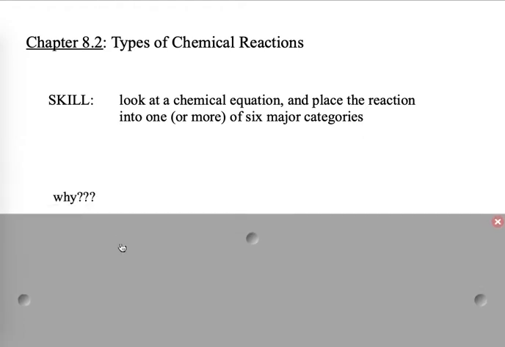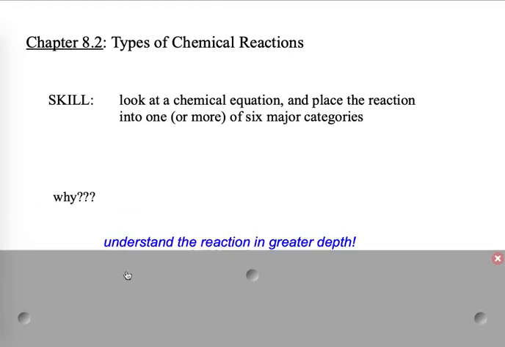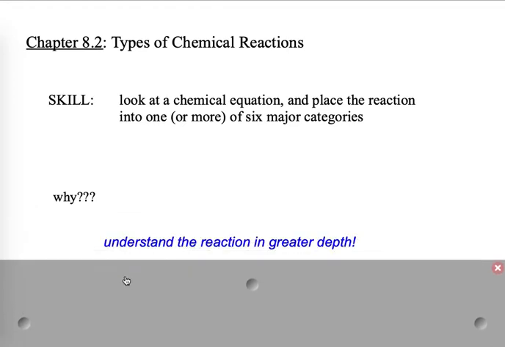The immediate question is, why? Well, this is just kind of something scientists do. We like to put things in boxes, whether it's species of animals or types of minerals. We like to put them into categories based on common characteristics. And there are a couple of reasons why we like to do this. In terms of chemistry, one reason is if we know what category the chemical reaction belongs to, we understand the reaction in greater depth. If we know what characteristics that particular type of reaction has, then we feel like we understand what's going on in greater detail.